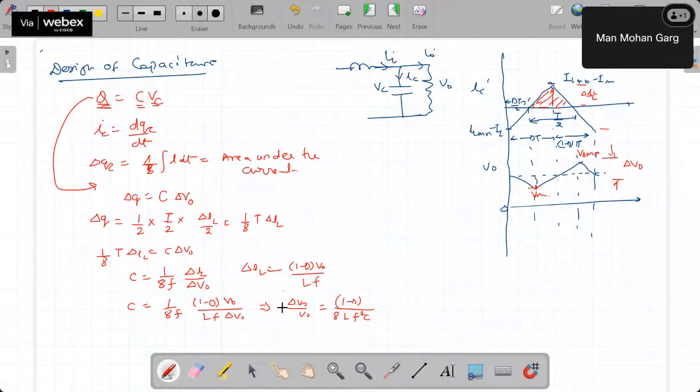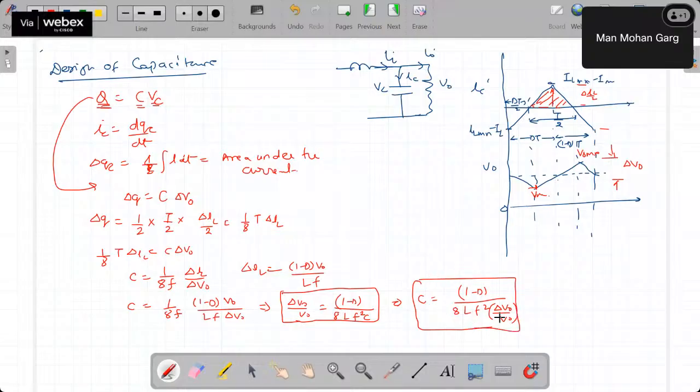Okay, so this is the output voltage ripple. Or if output voltage ripple is given, you can find the value of capacitance, which is (1 minus D) upon 8 L F square, times del V naught upon V naught. So this is the value of the capacitor.